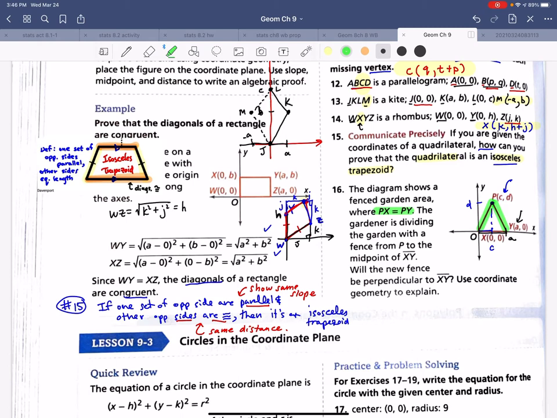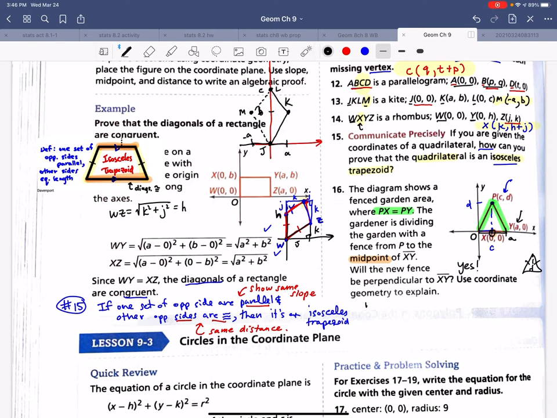Okay, the gardener's dividing it with a fence from P to the midpoint of XY, so somewhere there. Will the new fence be perpendicular? Use coordinate geometry to explain. So the answer here would be yes. Seems pretty obvious. That an isosceles triangle, if I dropped an altitude, it would be the perpendicular bisector. We have seen that in other classes. But using coordinate geometry, let's explain.